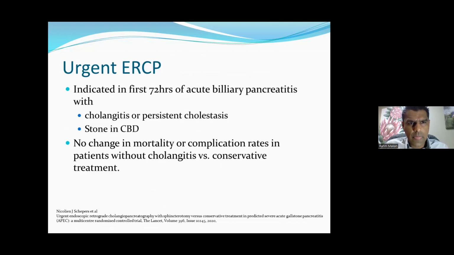So urgent ERCP is indicated in patients within the first 72 hours of acute biliary pancreatitis. That would be patients with cholangitis or persistent cholestasis, and if there is a stone in the CBD. If there is no cholangitis, then the mortality rates and complication rates do not change with conservative treatment. So basically the major indication would be cholangitis.